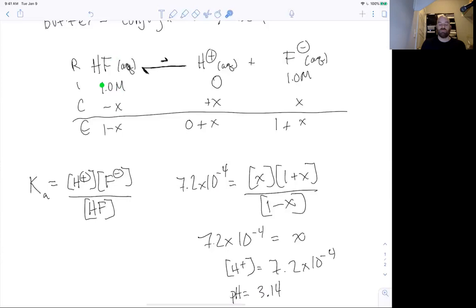It doesn't stay exactly that, but for algebraic reasons, just as a trick to solve it, we can make that simplification. So the less this dissociates, the smaller X is going to be. So if we have a lot of this around, as well as having a small equilibrium constant, that's going to make that approximation even more valid.